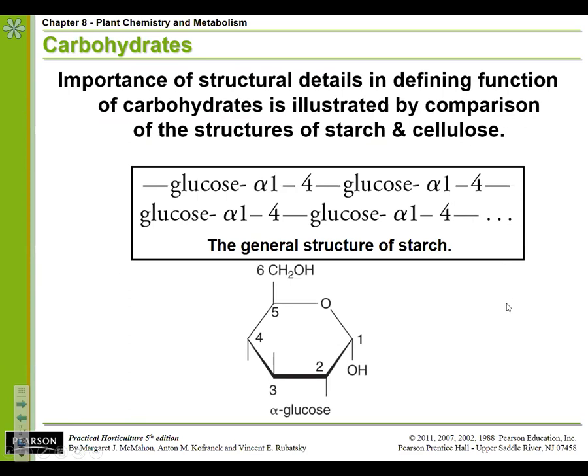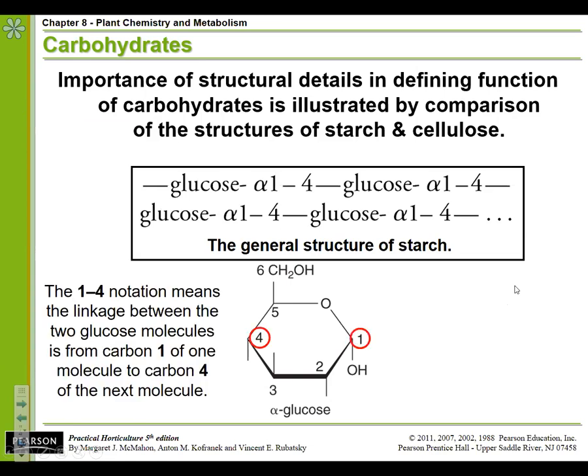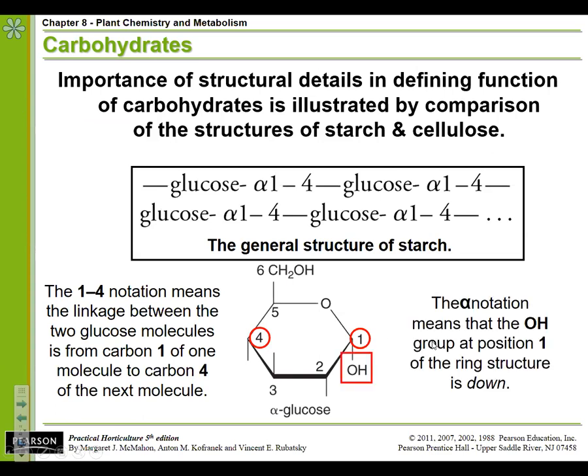So for carbohydrates, we're going to look at the difference of whether it's a starch or a cellulose. And right here we have the general structure of a starch. When we're looking at this 1 to 4 notation, this is the linkage between the two glucose molecules, from carbon 1 to carbon 4 on the next molecule, how they're linked together. The alpha notation shows that the hydroxyl group is at position 1 of this ring structure, coming down. And I don't think it's really important to memorize what the structure is.